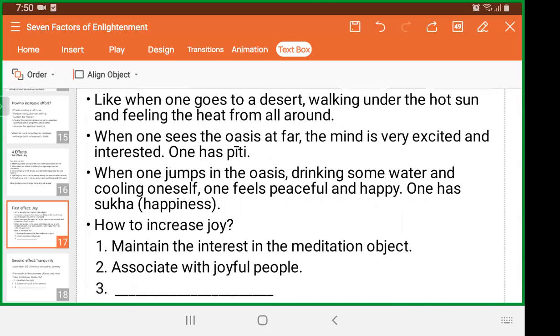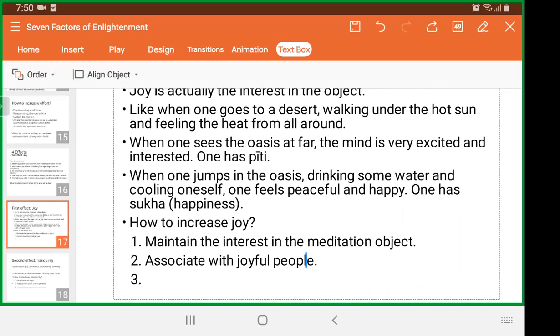Okay, let's do the first one. Maintain interest in the object. It's very important, because joy itself is an interest. If you keep maintaining interest in the meditation object, you will keep the joy. Second, associate with joyful people. Not everybody is joyful; some people are gloomy. If you associate with gloomy people all the time, you feel gloomy. But if you are with people who are more excited about their job and their life, who have that kind of joy, you will be affected by their good qualities.